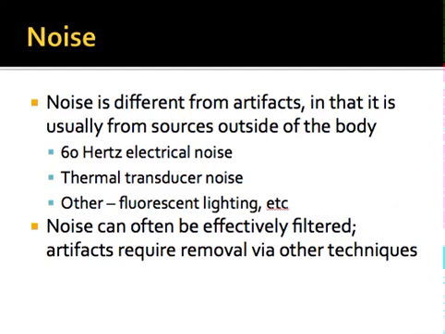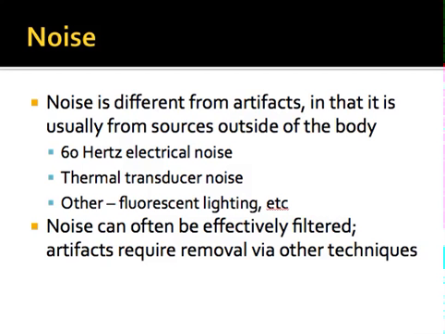So the first thing to consider is noise. Noise is different from artifacts. It usually comes from sources outside of the body. And the most common noise issue is 60 hertz noise, just coming from surrounding electrical equipment, as well as the harmonics of 60 hertz. There's some thermal transducer noise, other sources of noise, fluorescent lighting. Some of these electrodes too are so sensitive that if there is a lot of external motion, like you're passing your hands near the person, that can be picked up.